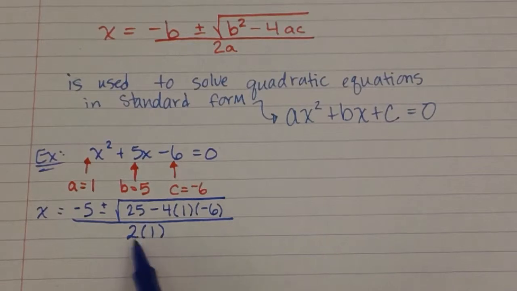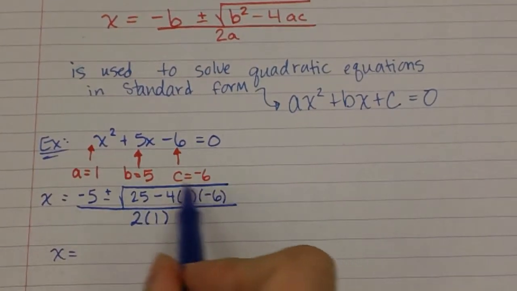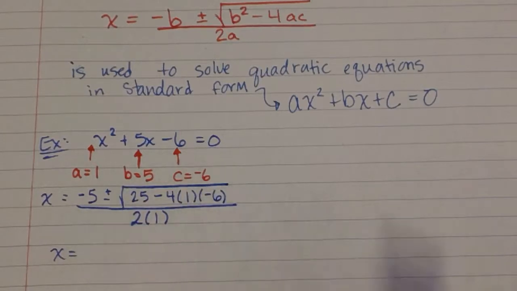It's important to remember you get that entire problem divided by 2 times 1. This denominator has a lot of power. It's dividing both of these terms in the numerator. So make sure it gets drawn all the way across. And then we're going to work on simplifying what's inside the radical.